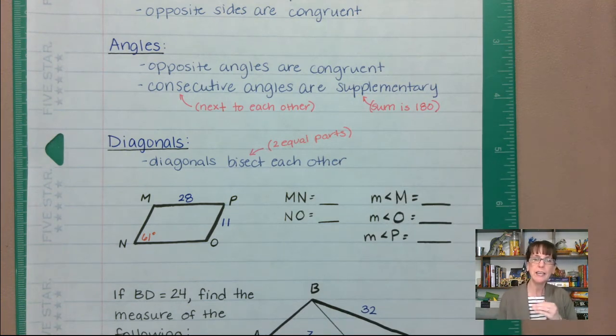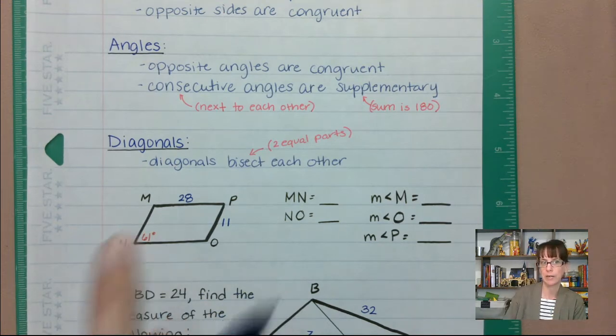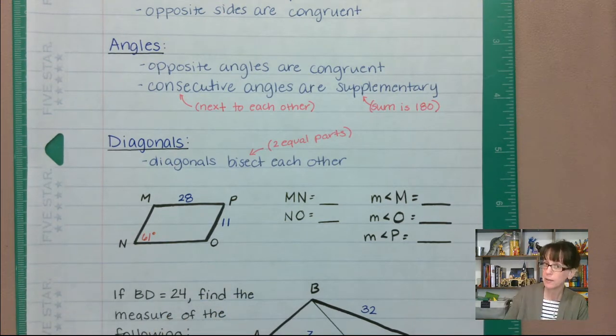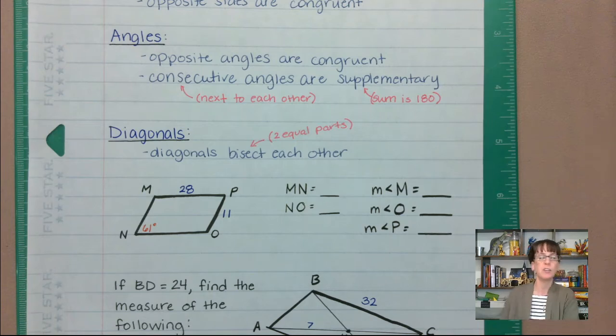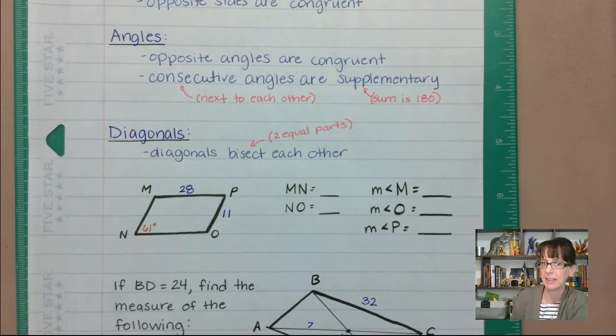Okay, so looking at that, let's take a look at this parallelogram. Now, do we know that this is a parallelogram just by looking at it? No. You have to be told it is a parallelogram, or you have to be able to prove it using some of these properties. In this case, I'm going to tell you this is a parallelogram. So with that in mind, we need to be able to figure out what these sides and what these angles are.